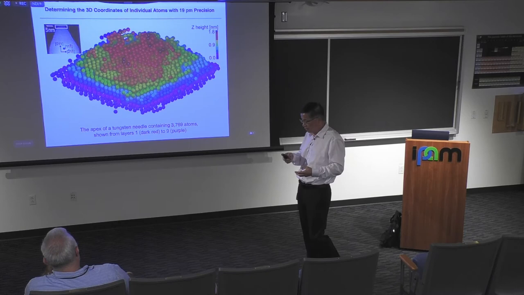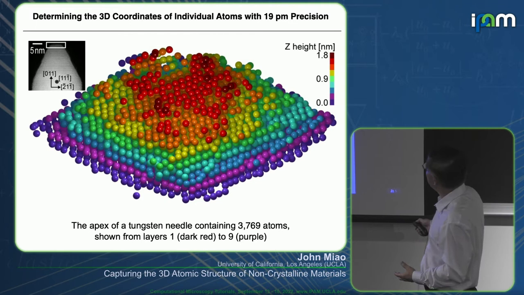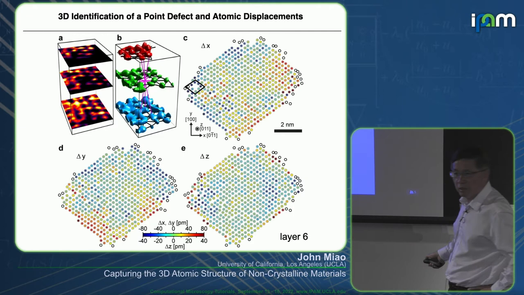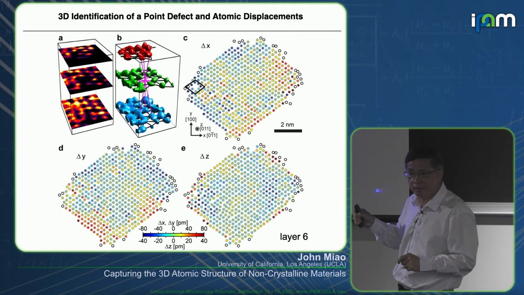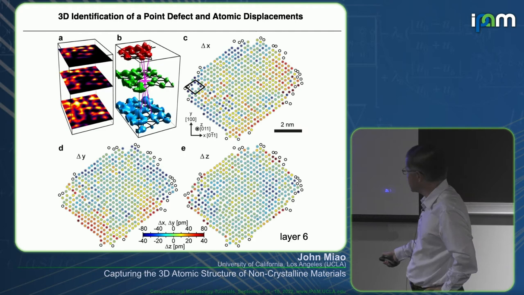So we first tried a tungsten needle. The reason for tungsten is because it's high Z and it's robust. Here, different colors correspond to where we just choose the tip part. And we actually identify the individual atoms. We can measure the deviation from the perfect crystal. This is a body-centered cubic, BCC, lattice. And the deviation is within plus or minus 80 picometers. That's actually quite small. And along the Z it is less, minus 40 to plus 40 picometers.